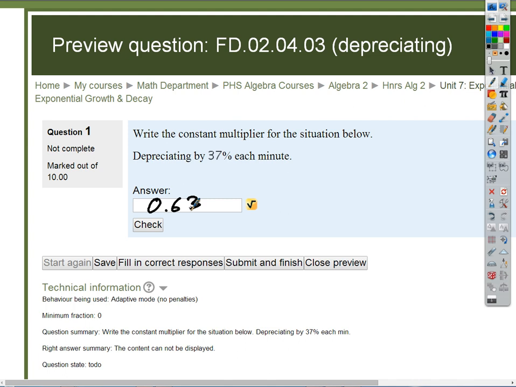Okay. Now here's a tricky one. What if I said it increases 200%? What's the constant multiplier? It's 3. How come? Because it's 1 plus 2. 200% as a decimal is 2. It's 1 plus the decimal, right? So increasing 200% would be a growth of 200%, but it would be a constant multiplier of 3, if you're looking for the constant multiplier.